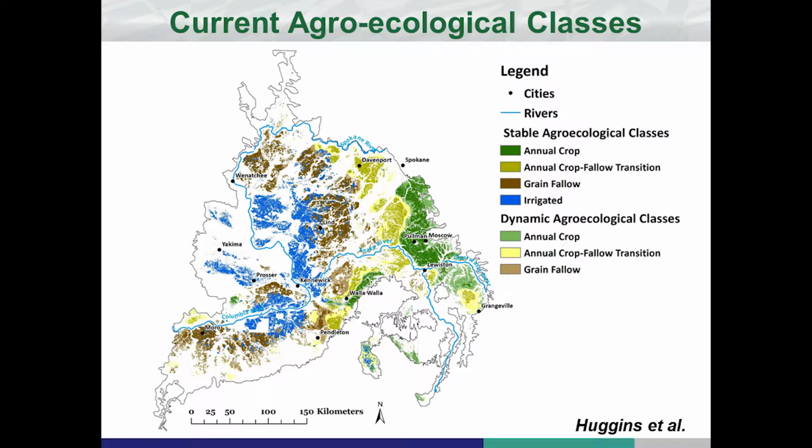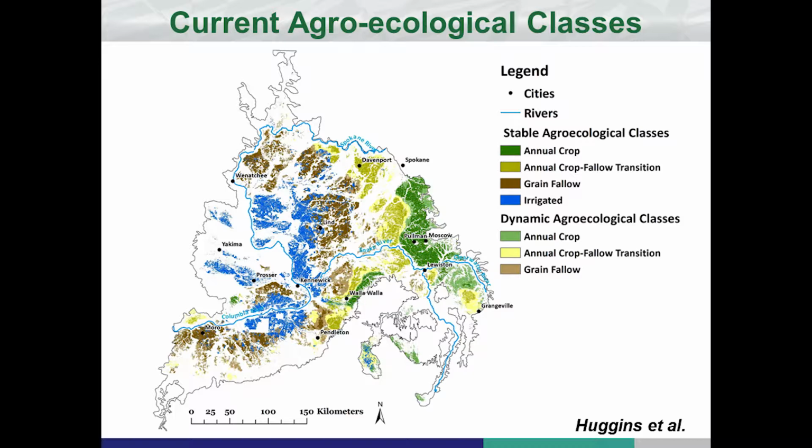If you start to accumulate years, then you can see if the classification for a given pixel remains the same. We've identified that as a stable situation, or if the classification changes over the course of the years. If that classification changes, we're calling it a dynamic agroecological class. But if it didn't, then we're calling it a stable agroecological class. Here we have the green as annual cropping, the annual crop fallow transition in this darker yellow, and the grain fallow in the brown. We've also shown the irrigated, but we're not dealing with that today.